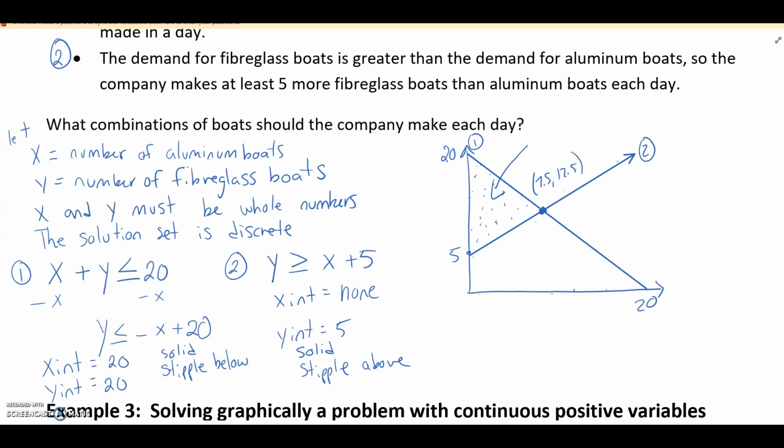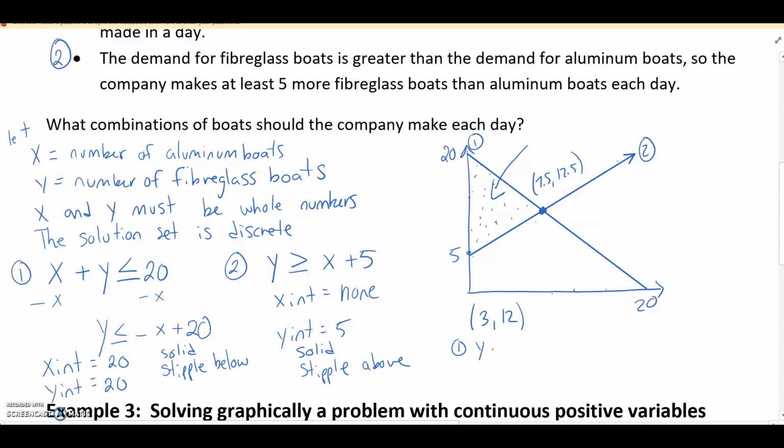So if I chose, it's hard to choose, but you can see here, if this is an x value of 7.5, right, it's going to be less than that, right? And you've got a y value here of 5 and a y value here of 20. So I can choose values such as 3, 12, right, which that would be 3 aluminum and 12 fiberglass. And what I would have to do is check that into both inequalities.